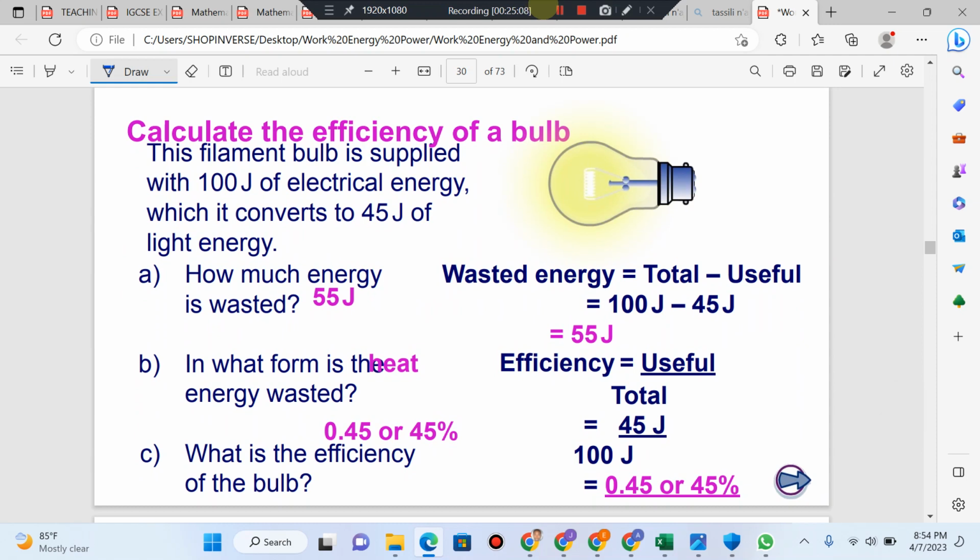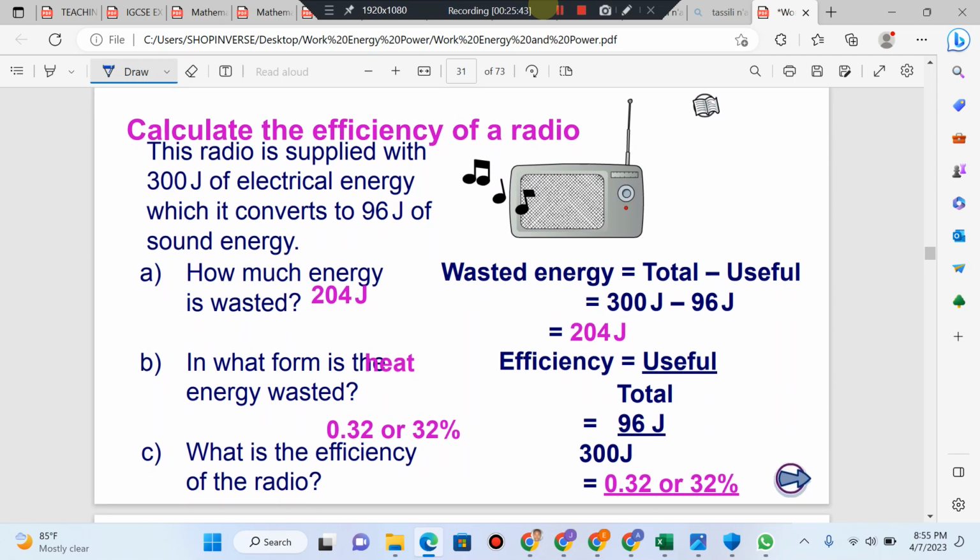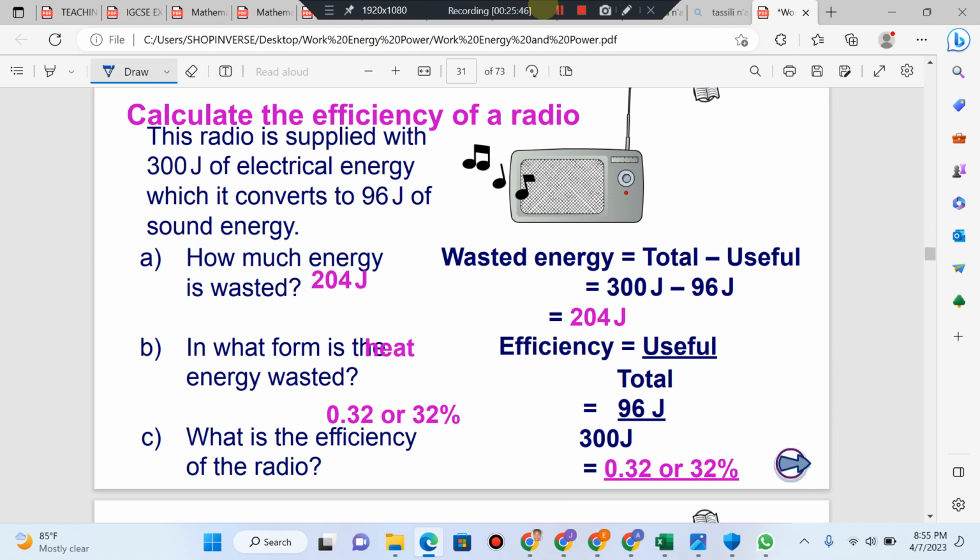Look at this example. A filament bulb is supplied with 100 joules of electrical energy, which it converts to 45 joules of light energy. You can see this is the useful energy, light energy. So if you were to calculate the efficiency, just divide the useful energy by total energy supplied, you get 0.45. And if you're expressing it as a percentage, you multiply this by 100%. Once you multiply this by 100%, you get 45% as the efficiency of the bulb.